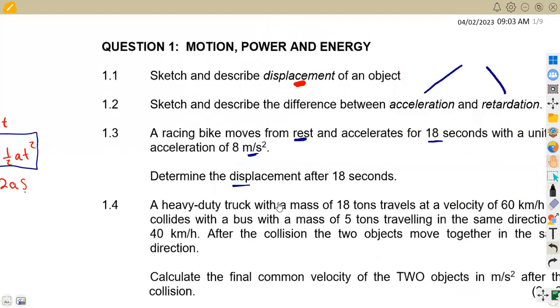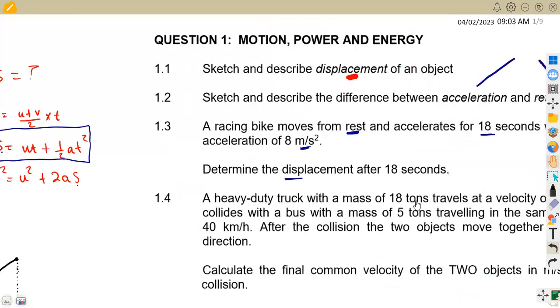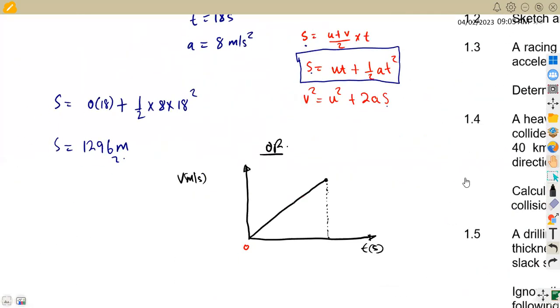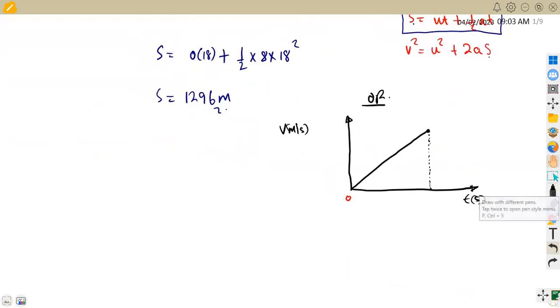We are given the time frame that is 18 seconds. So from this point to this point, that is 18. And also we are given the acceleration of 8 meters per second squared. So this is the only information that we are given.